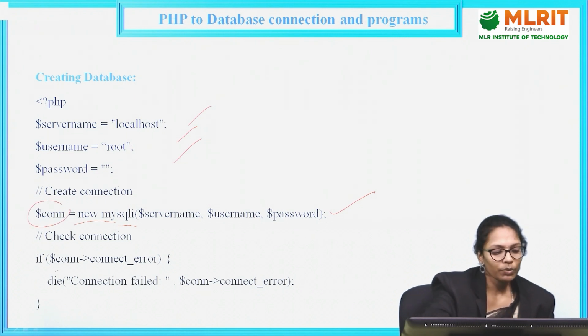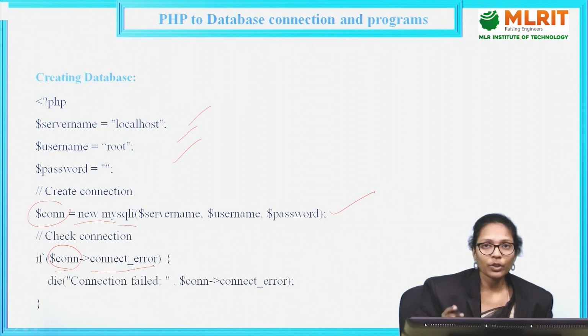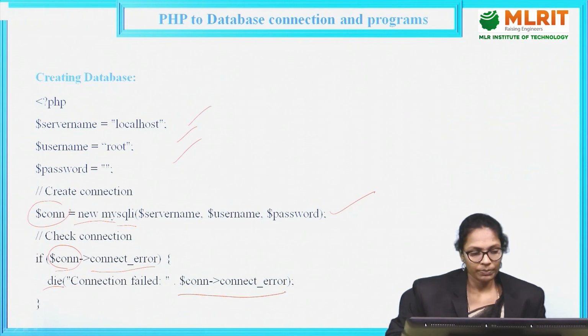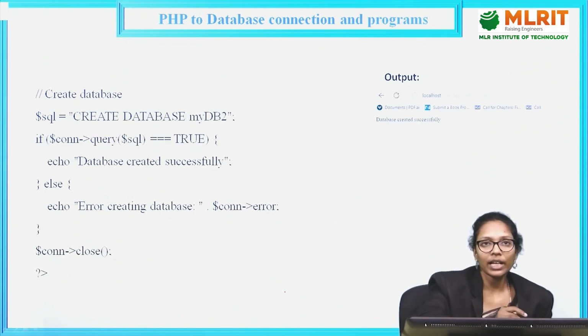You need to check whether any connection error is there or not. If there is no error, then you can go further. But if there is any error, you can stop the execution there itself by calling this die function. So here you are also printing the error message. If there is no error, then try to create a database.